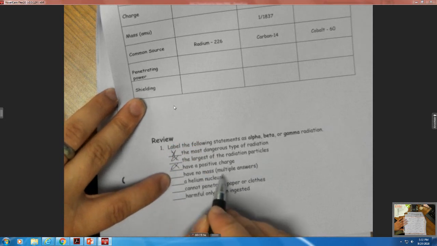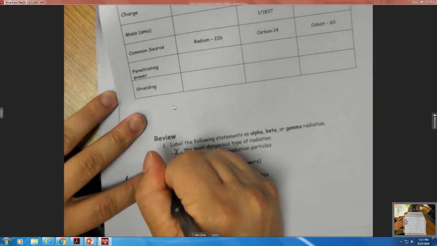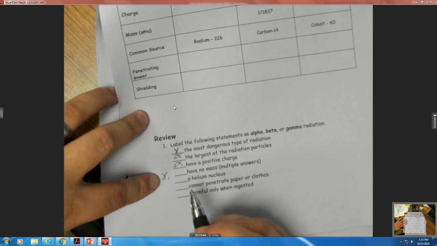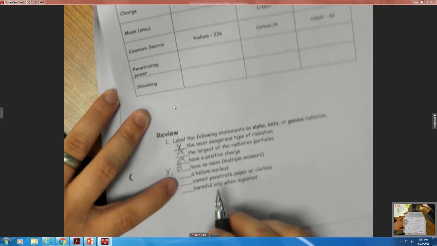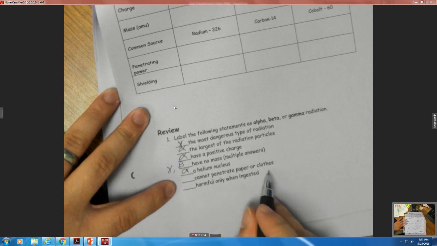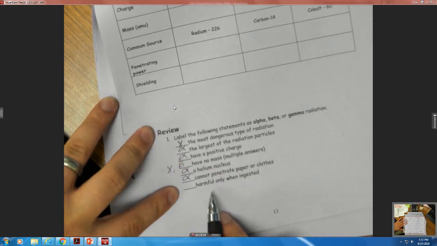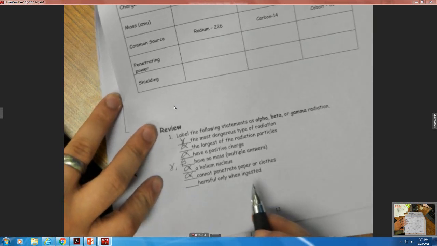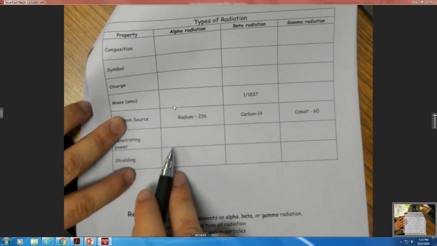What has no mass? Well, there's two answers for that. Gamma particles have no mass, but since a beta particle is just an electron and we say electrons have 0 mass, you could also say that a beta particle has no mass. What's a helium nucleus? That would be an alpha particle. What can't penetrate paper or clothes? That would be an alpha particle. What's only harmful if it's ingested, which means you swallow it or breathe it in? Well, if you think about the penetrating power of these three particles, right?